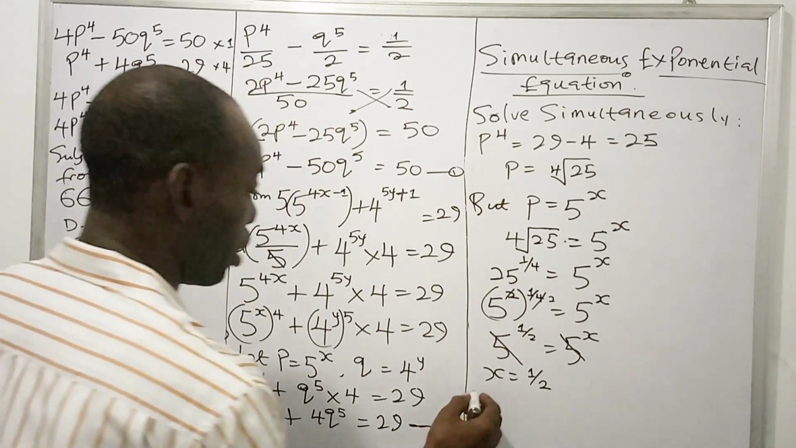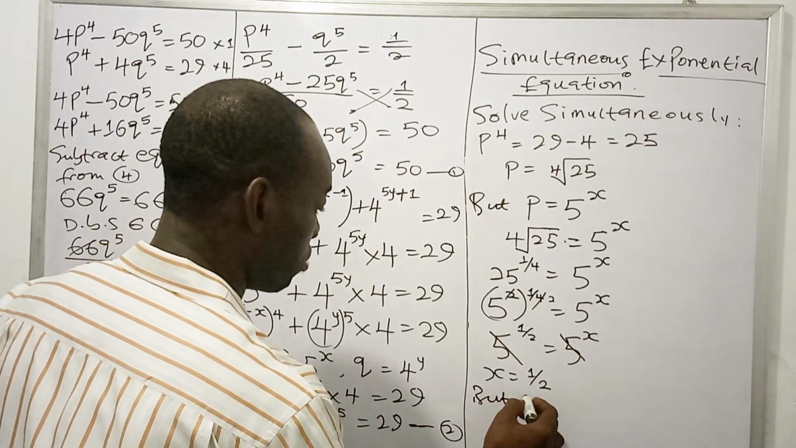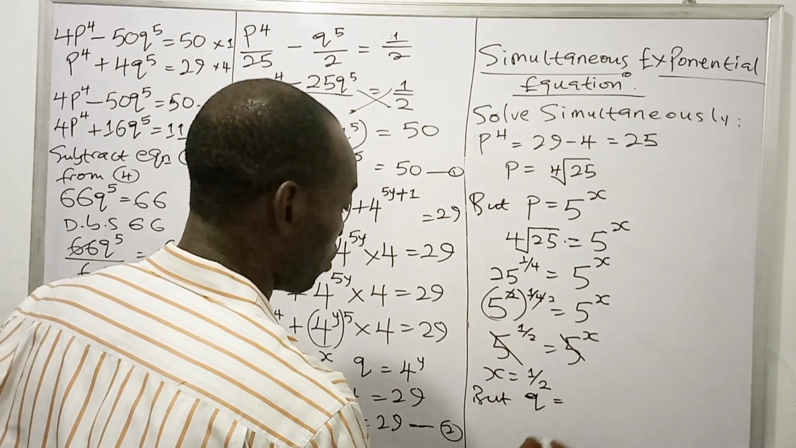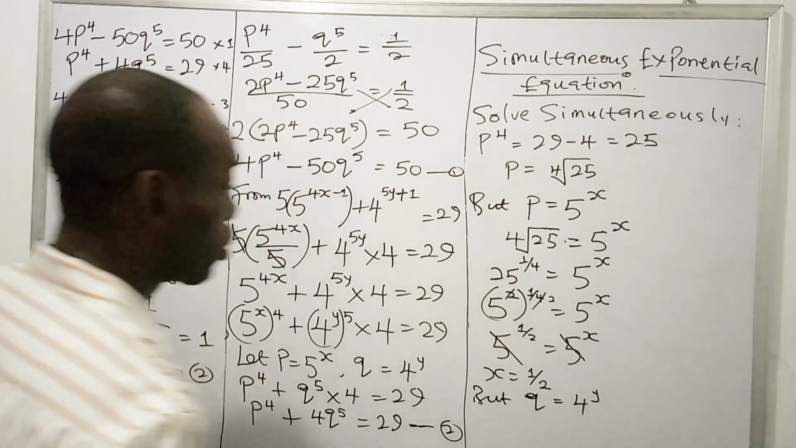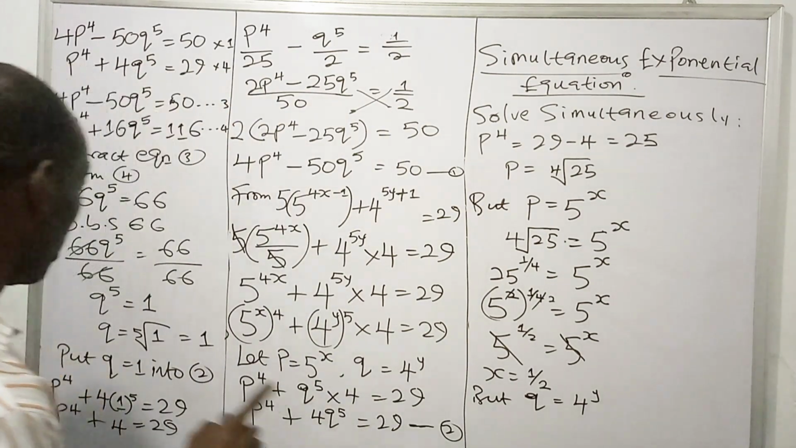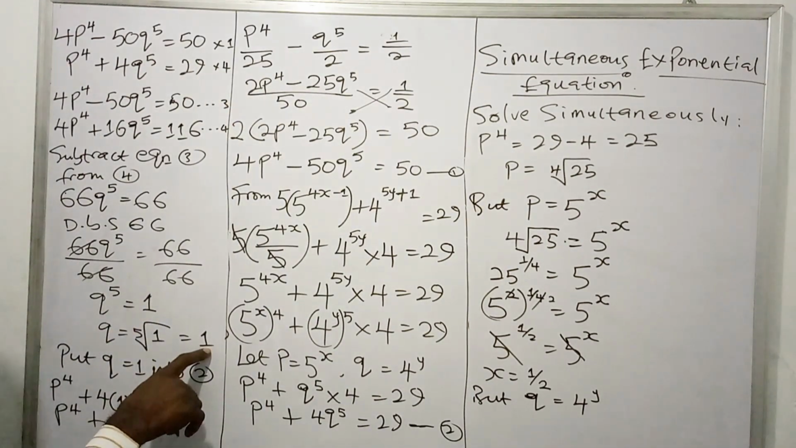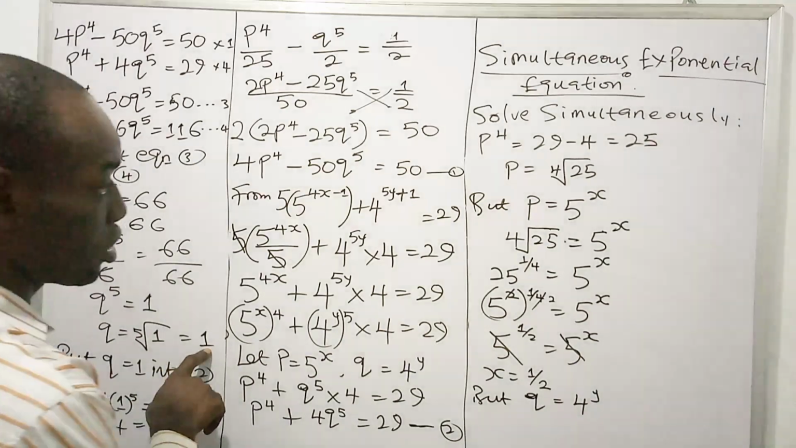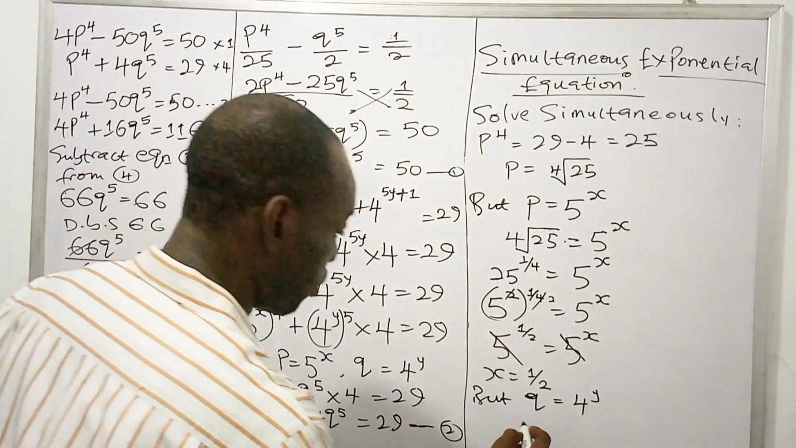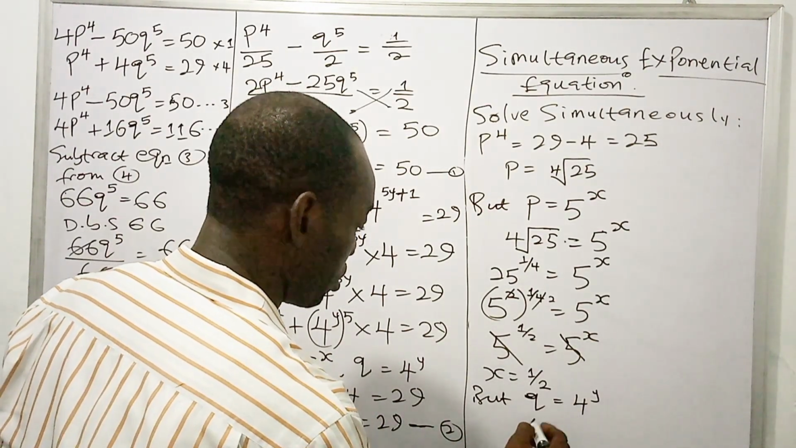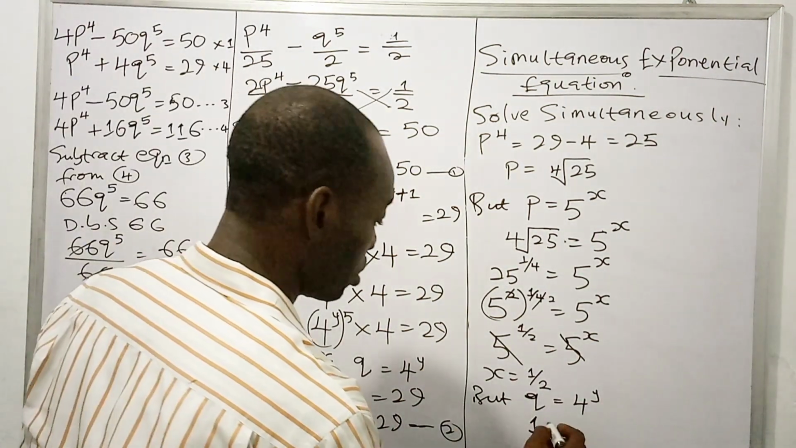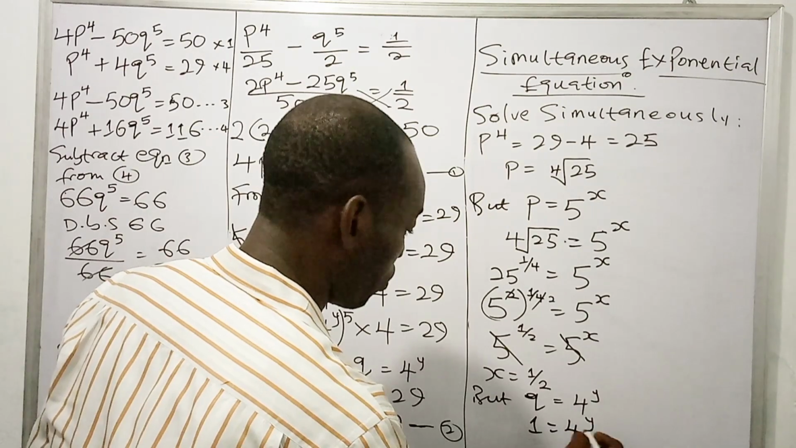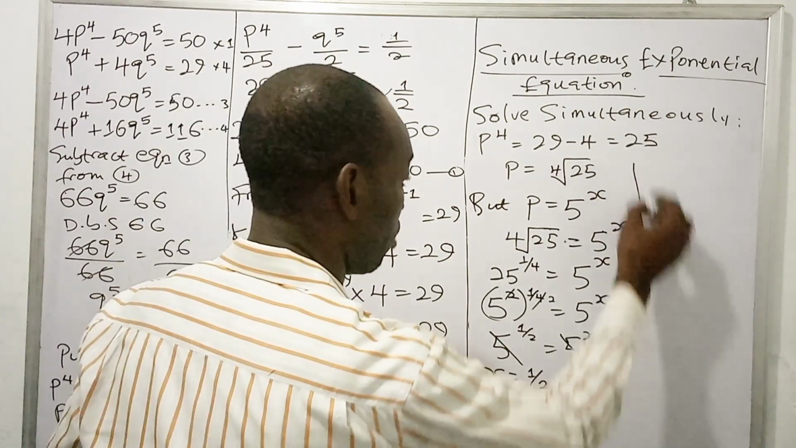Now for y, if we go back, remember we also said q is equal to 4 raised to the power y. We got the value of q as 1. So if we replace q here, since q is equal to 1, we have 1 equals 4 raised to the power y. Now, let's see how we can resolve this.